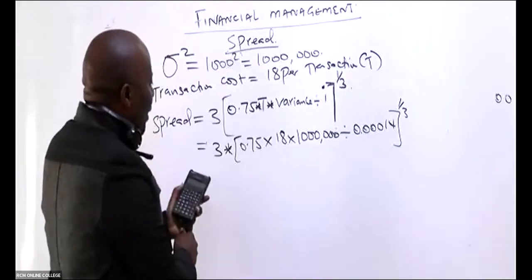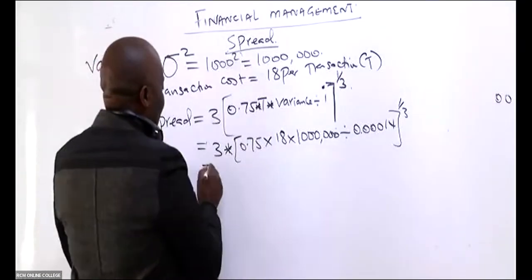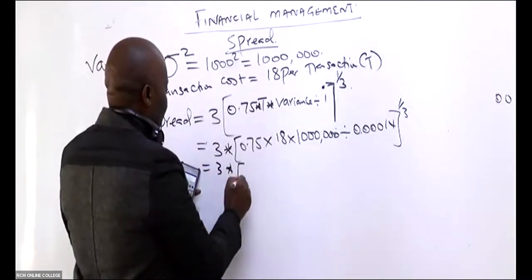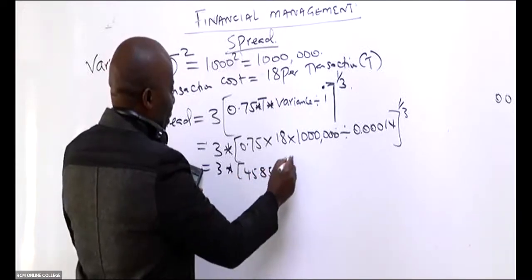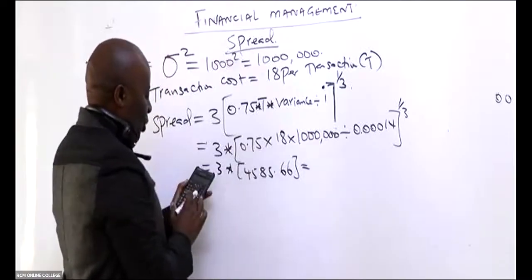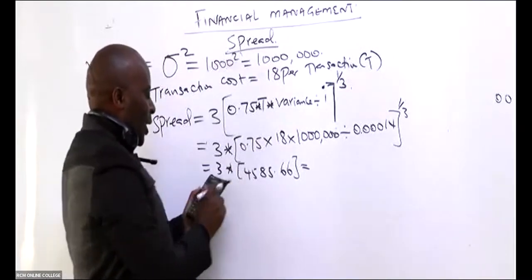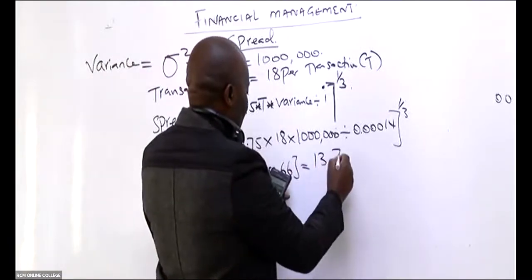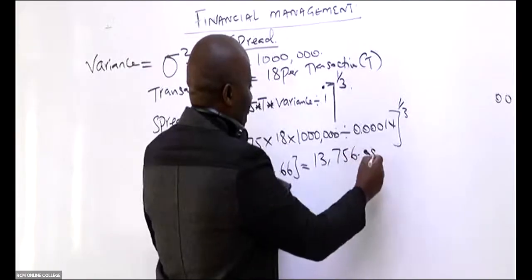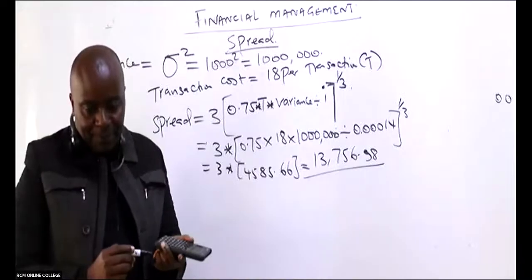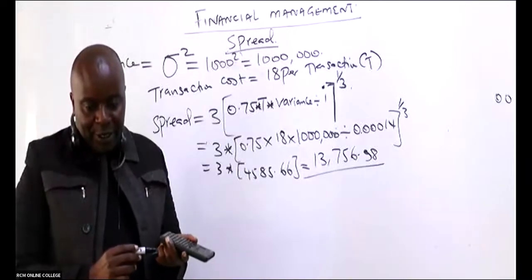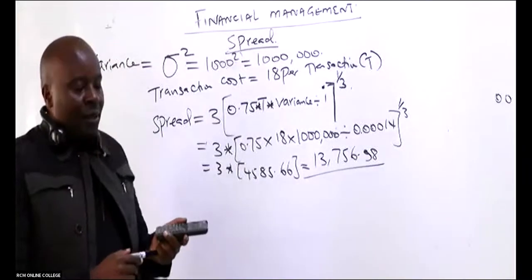So what figure are we getting? Inside here, I'm getting 85.66. So times 3, at the end of the day, I'm getting 13,756.98. Is there somebody who is able to get this figure?